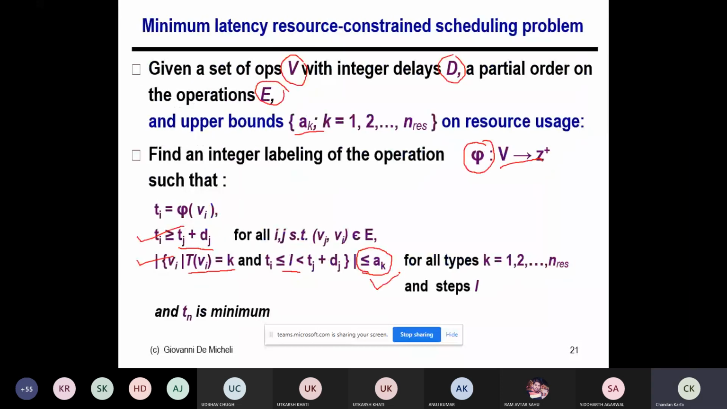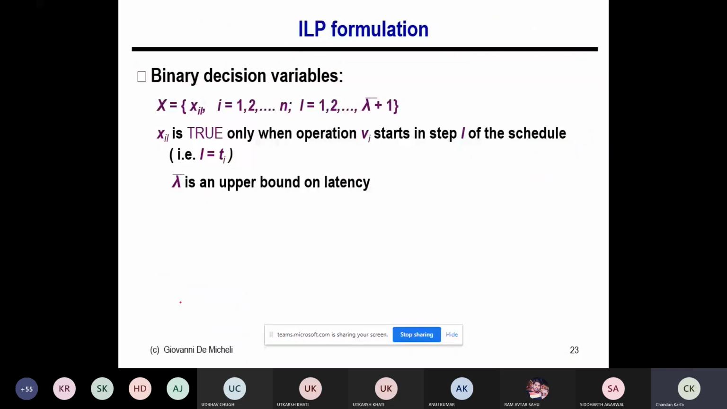And I want to find out this value Tn. Tn is the schedule time of the last node, that sink node, which is minimum, which will ensure that this is the minimum latency schedule, right? And what we have seen is how the ILP formulation works: in the last class, in the ILP we basically have an objective function, minimization of some expression, and we have certain constraints, right?